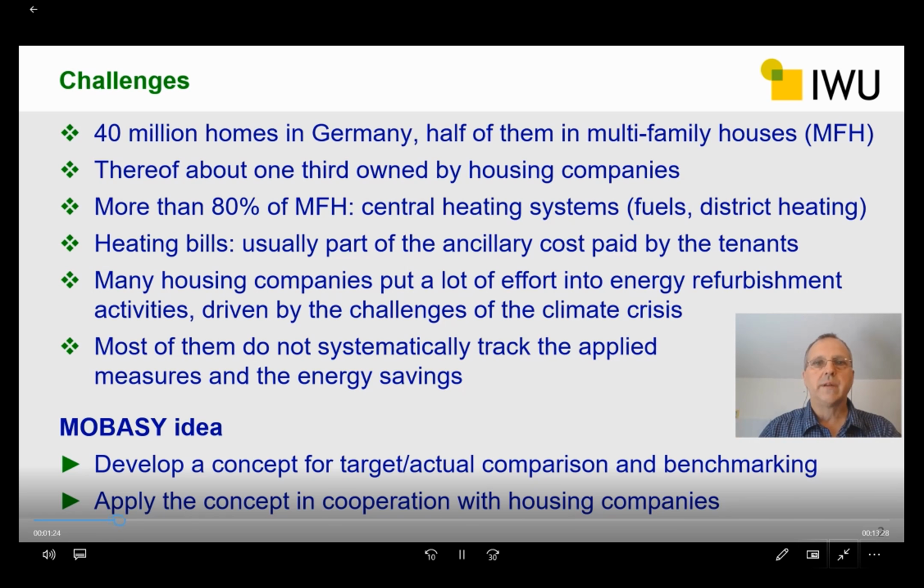However, many housing companies put a lot of effort into energy refurbishment, driven by the challenges of the climate crisis and also to improve the living conditions for their tenants. However, most of them do not systematically track the applied measures and the energy savings. So the idea of the Mobasi project here is to develop a concept for target actual comparison and benchmarking, and to apply the concept in cooperation with housing companies.